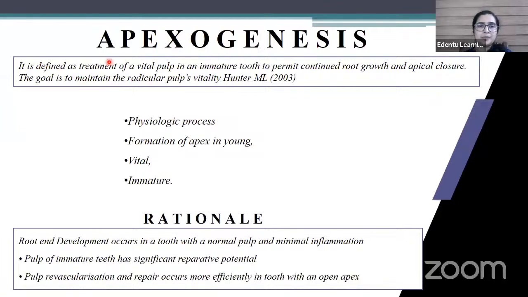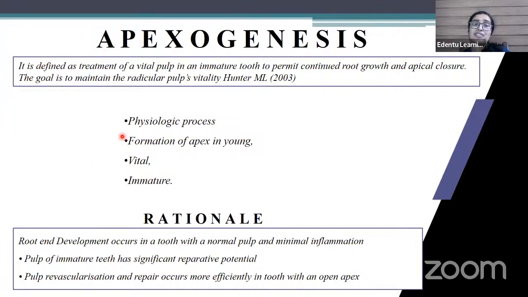It is defined as the treatment of a vital pulp in an immature tooth to permit continued root growth and apical closure. So just understand that apexogenesis is that particular methodology that you would use in a vital tooth and in an immature tooth, okay? Immature, as I already told, is a tooth which has an open apex, okay?